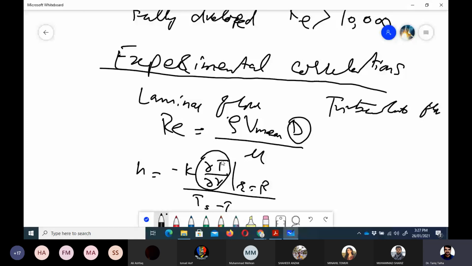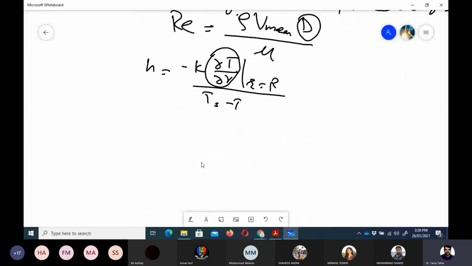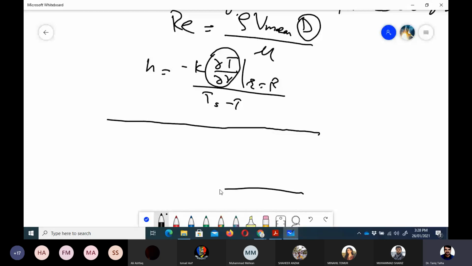The entrance region would be there irrespective of whether the flow is laminar or turbulent. Okay? So that is the entry effect, due to this gradient. Now for the turbulent flow, as Manahil has rightly pointed out, we would be expecting more Nusselt number. It means higher heat transfer.